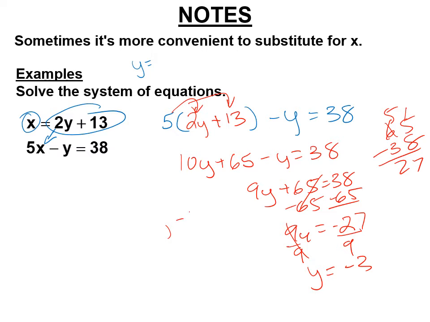So let's make sure we understand that. That's the y coordinate, right? y equals negative 3. So we're still going to put it in the top one. The top one is not in any known form of a linear function, but it is still a linear function. And so we have 2 times negative 3, negative 6, plus 13. I think that's 7. Make sure we put the 7 first, because that's the x coordinate. 7 comma negative 3 is where those two lines intersect.